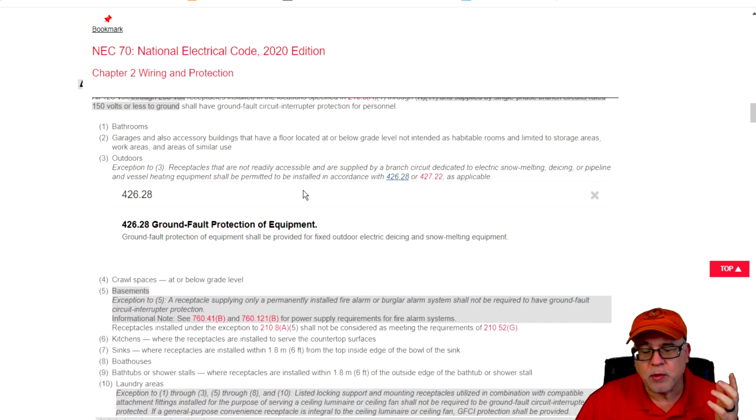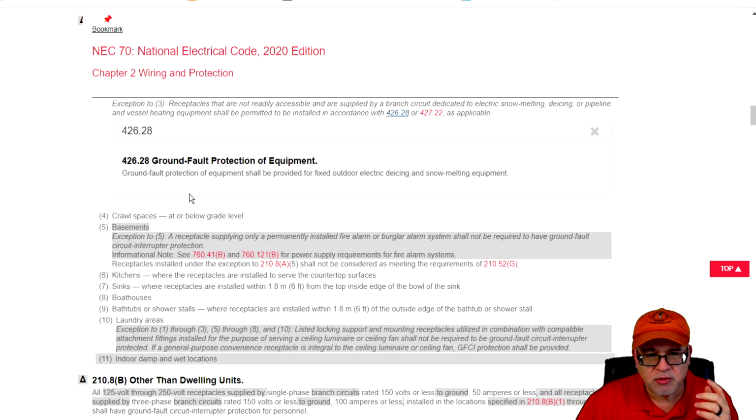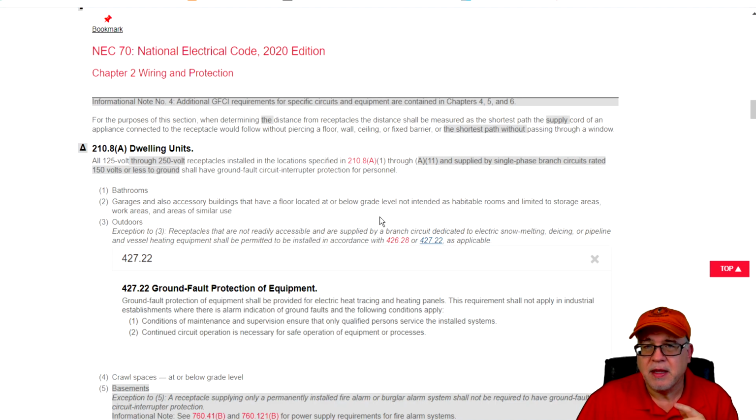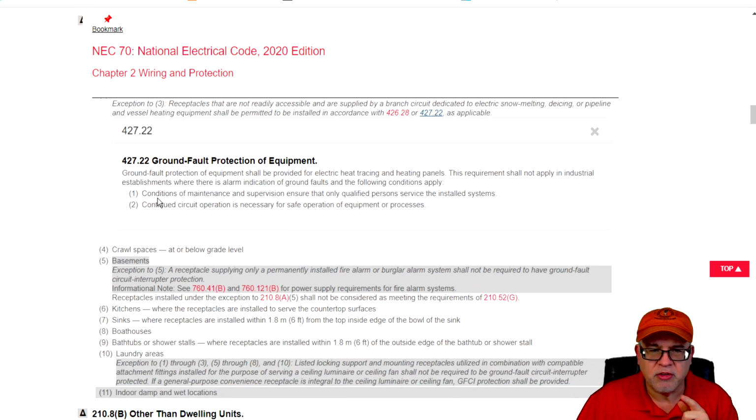Well, if you go to 426.28, you'll notice that it says, like it is on the screen here, ground fault protection of equipment shall be provided for fixed outdoor electrical icing and snow melting equipment. Okay, but it's not necessarily the same level of protection as we would have with the GFCI for personnel. And this is the example of 427.22, which says ground fault protection. This is ground fault protection, not ground fault circuit interrupters. It shall be provided for electric trace heating and electric panels. The requirement shall not apply to industrial establishments and so on.